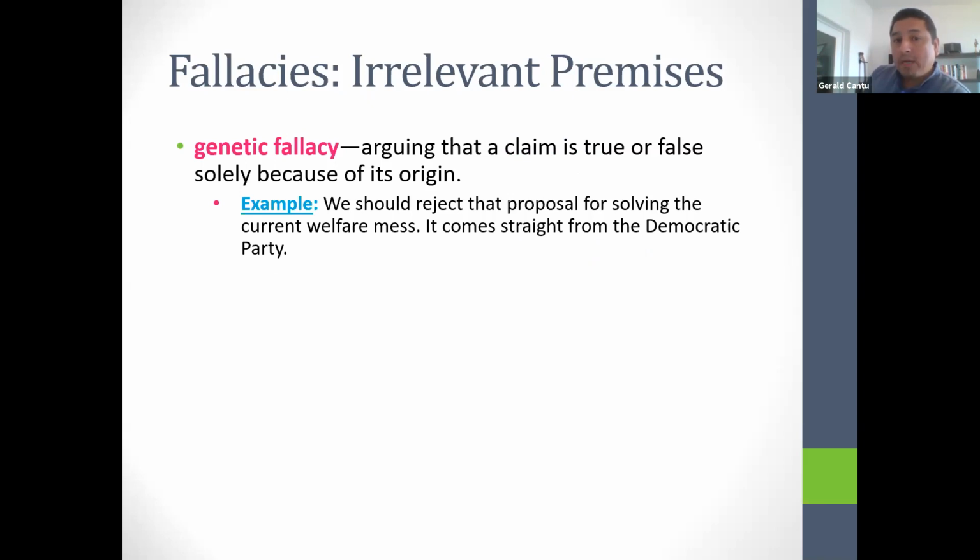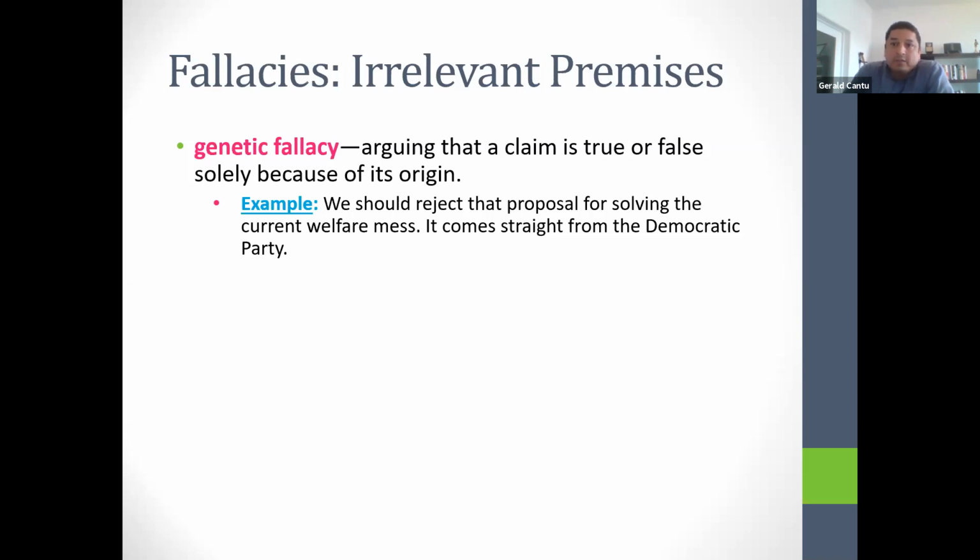There's an example that we have on there. We should reject a proposal for solving the current welfare mess. It comes straight from the Democratic Party. This would be somebody who's an anti-Democrat or Republican, somebody who's involved in partisan politics. They're saying that, well, just because the Democrats came up with a proposal, that's a bad source. So anything that comes from there just has to be wrong. It's false.